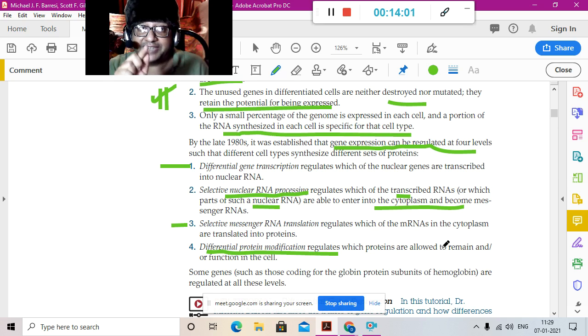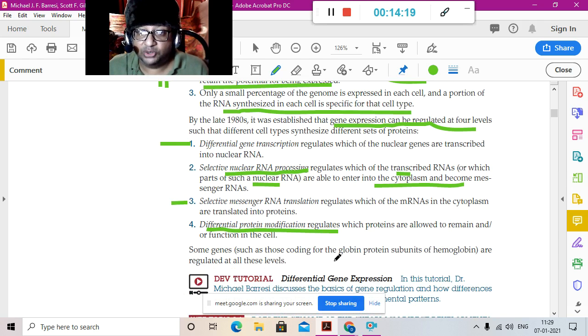And because of this type of regulation, even though the same gene sets are there, some are expressed, some are not, because this regulation is different in different cells, and therefore you have differential gene expression.